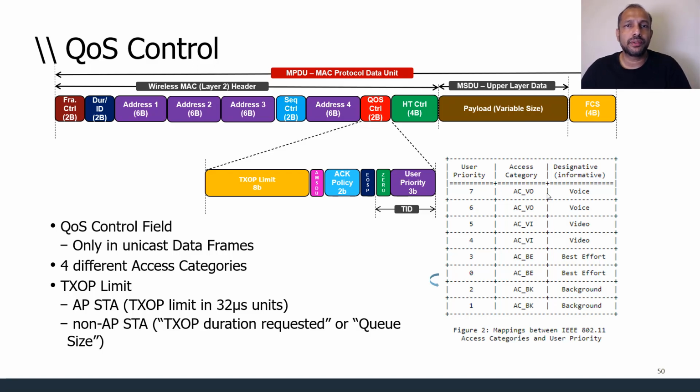It was introduced with 11e in 2005, classifying traffic into these 4 classes. In that way, it is only available in the QoS data frame, not the legacy data frame. It does not have this kind of QoS control field. The other thing is that the transmit opportunity value is specified in a certain time unit. 32 microseconds is one time unit. So if it is 100 time units, that means you get a 3200 microsecond, or 3.2 millisecond, transmit opportunity.